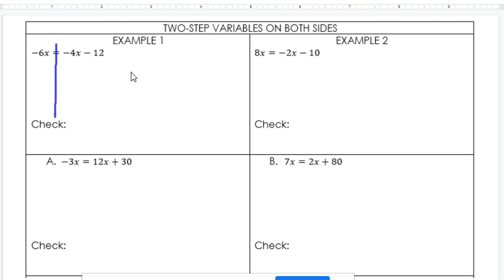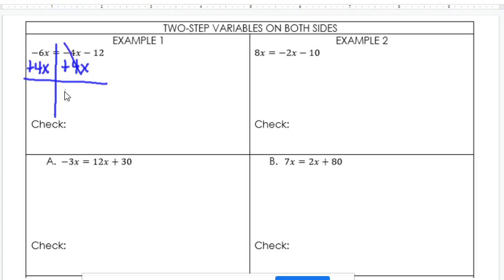So typically what we do is we look at our problem and we try to move the one that has the smallest coefficient, or in this case, we want to combine the x and the x and get them on the same side. So we are going to move this negative 4x to this side so that the negative 12 is over here by itself and that we can get the x's together. So we're going to do the inverse of minus 4x, which would be plus 4x. Over here, we're going to do plus 4x.